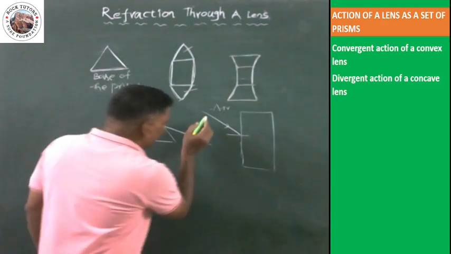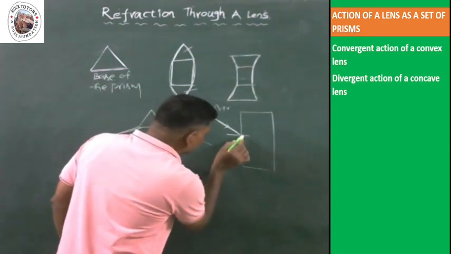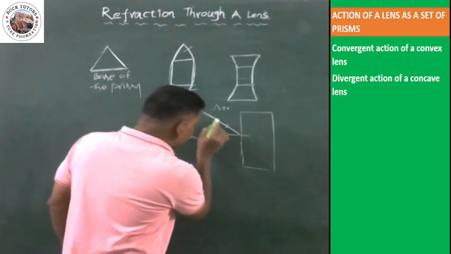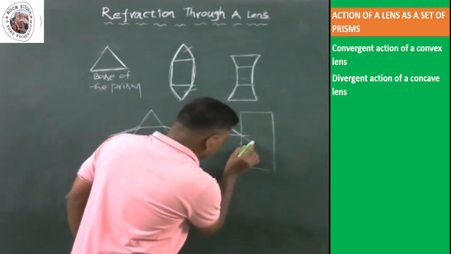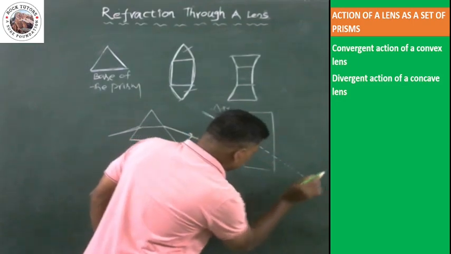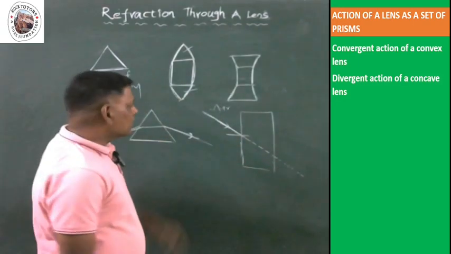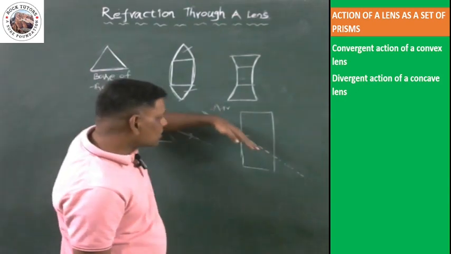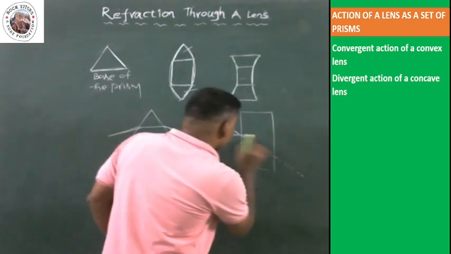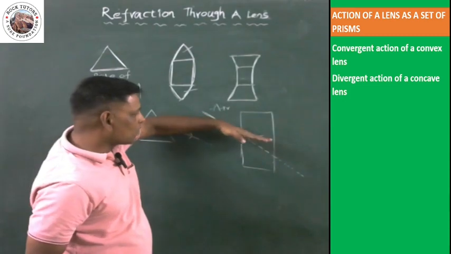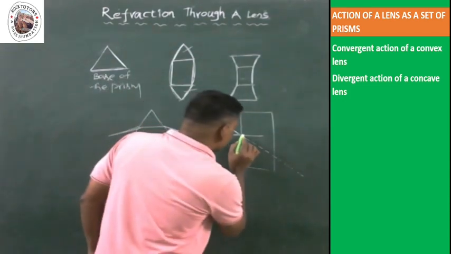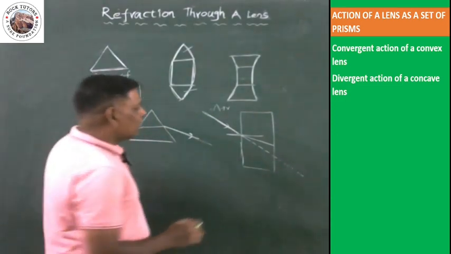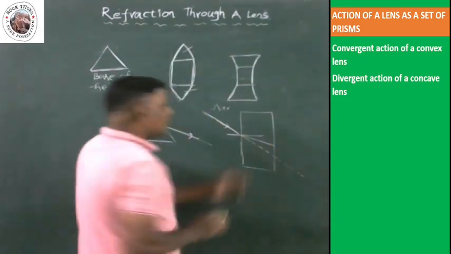If there is no glass slab, this is the path of the ray. But it is entering into the denser medium, so it bends towards the normal. This is the normal. It bends towards the normal, that means it will move like this. Now here this is the denser medium.